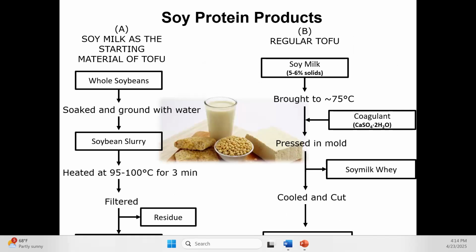So the main soy products, obviously soy milk, and then tofu.